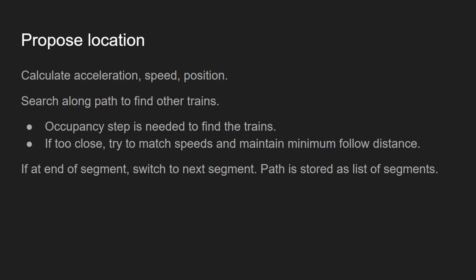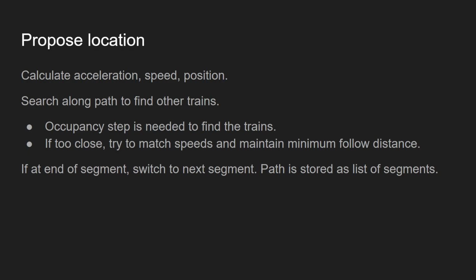Next, I need to propose a new location for each of the trains. First, there's the physics part of the update. Here, based on the power of the engine, the weight of the train, and the slope of the hill, the acceleration is determined, and the speed is updated. This is also where the max speed of the train is capped based on the curvature of the track.